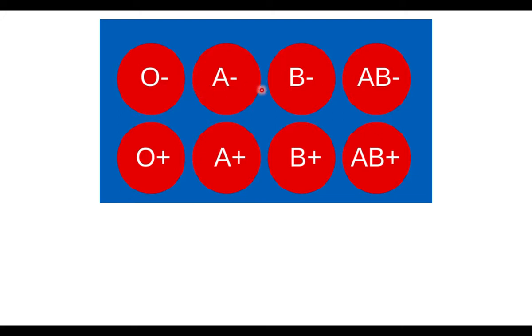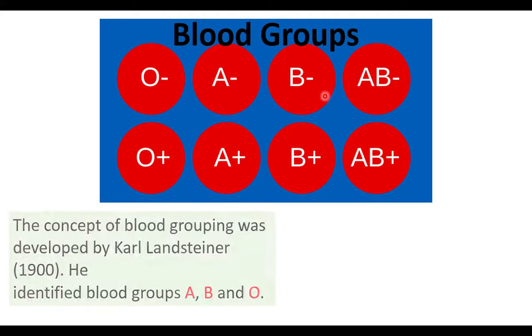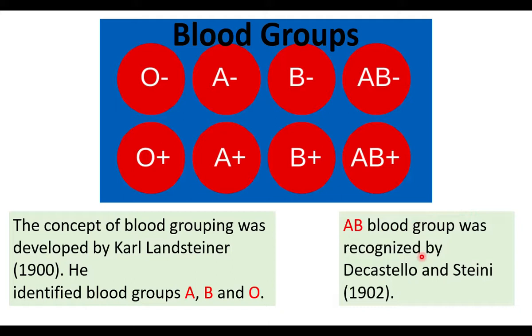O, A, B, AB. These are known to us. You know your own blood group. The concept of blood grouping was developed by Karl Landsteiner. Landsteiner identified A blood group, B blood group and O blood group. Then who identified AB blood group? AB blood group was recognized by De Castello and Sturli in 1902.